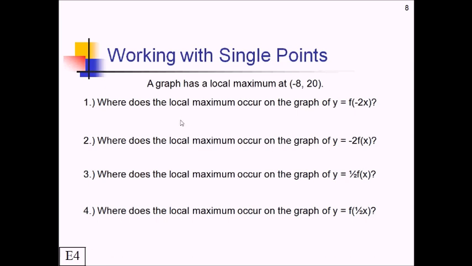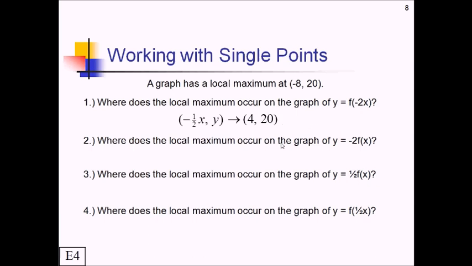So x comma y is going to become negative 1/2 x comma y. So up here, negative 8 gets multiplied by negative 1/2. That becomes positive 4, and then the y value stays exactly the same. So positive 4, 20. No jokes, please. All right. Pause the video and try the next 3 on your own.